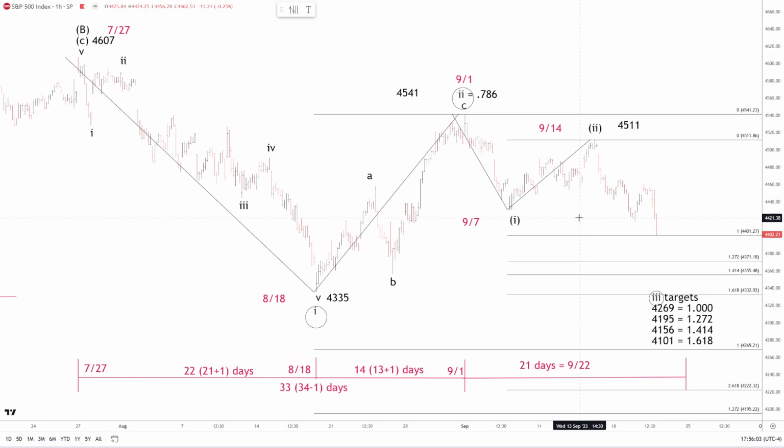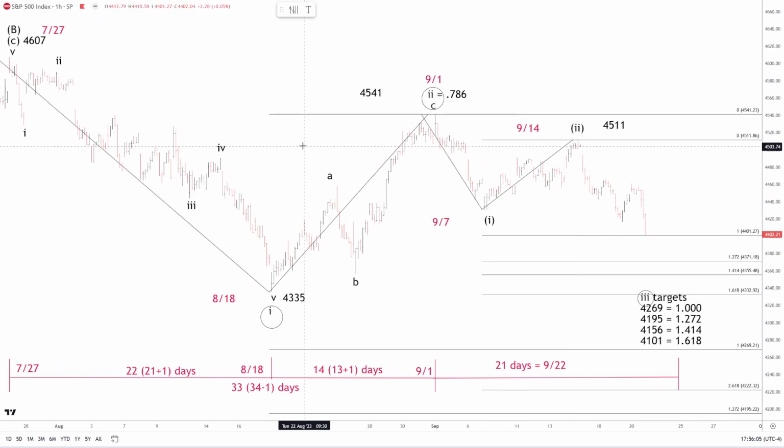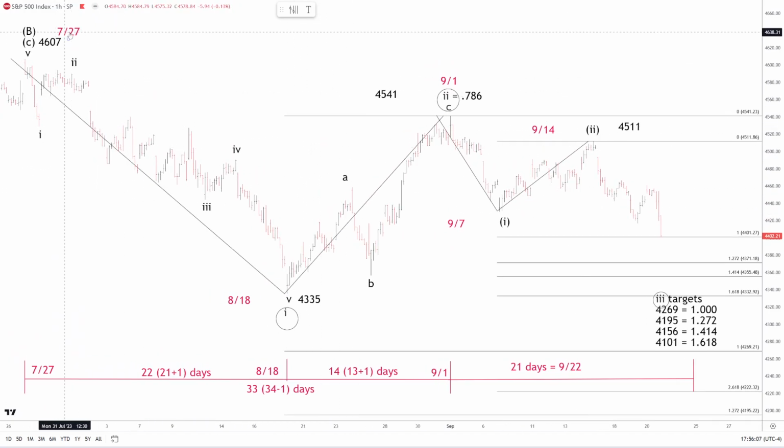There we are. Okay, there is the B wave high on July 27th, which is different than the Qs and the NASDAQ. 1 down on 8/18, that's within 1 day of a perfect Fibonacci 21. Wave 2 up on 9/1, which is within 1 day of a perfect 13 days. And then we've got wave 3 down developing here. You can see a 1 down and a 2 up. Well, first of all, here are our wave 3 targets.